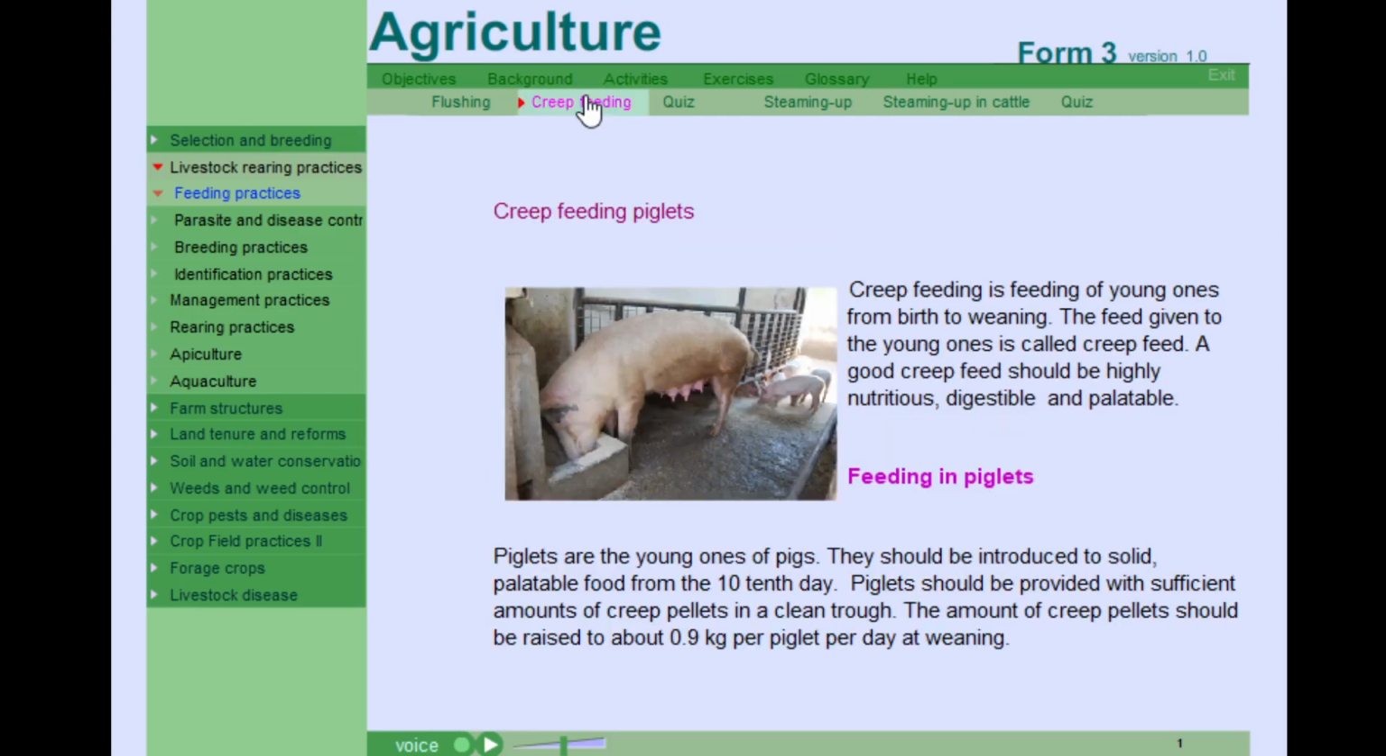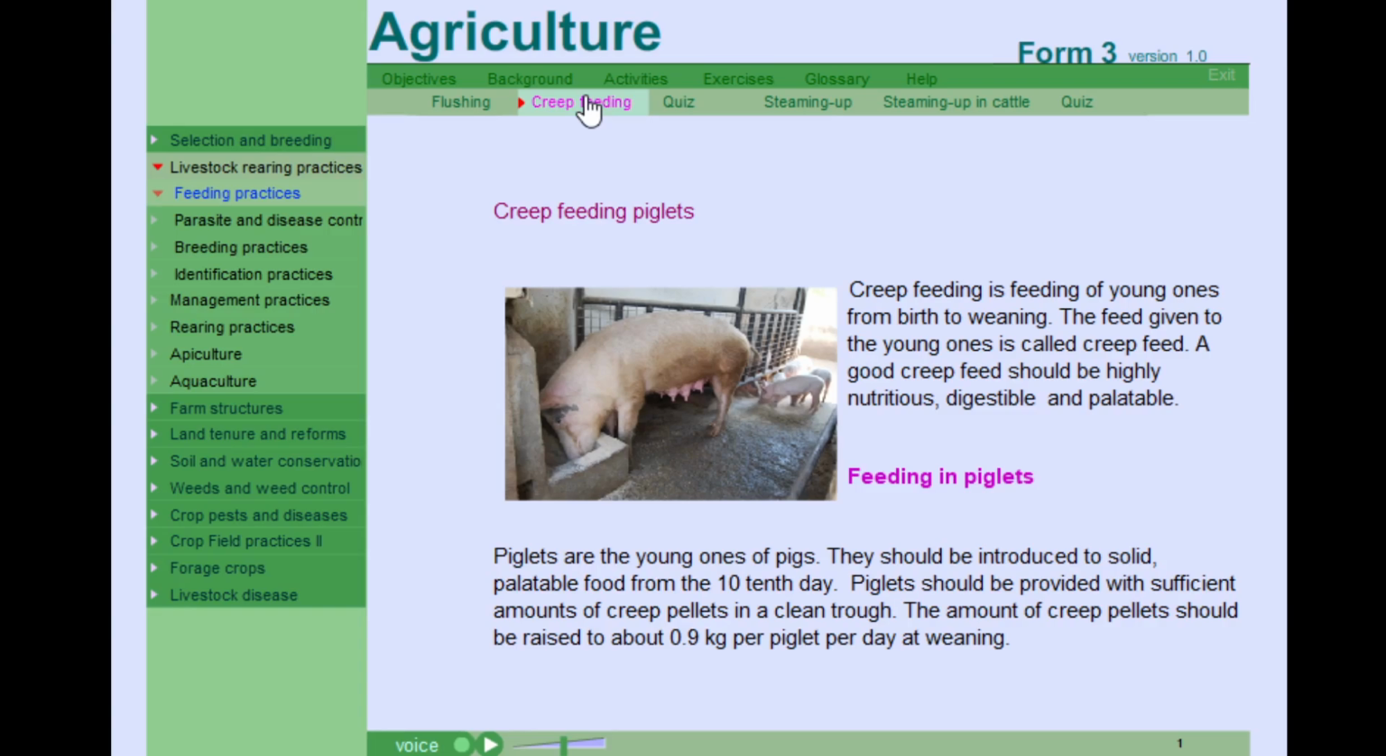Crib feeding in kids. Crib feeding is feeding of young ones from birth to weaning. The feed given to the young ones is called crib feed. A good crib feed should be highly nutritious, digestible, and palatable.